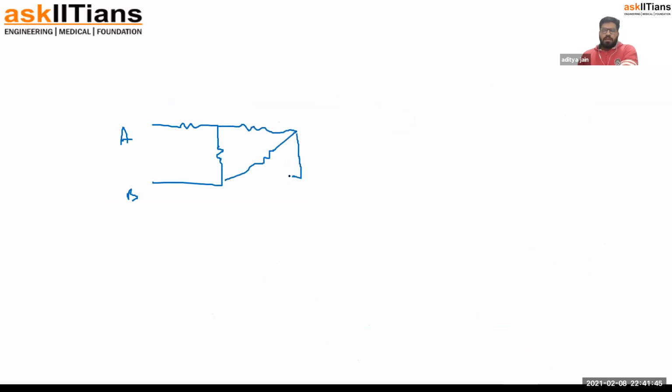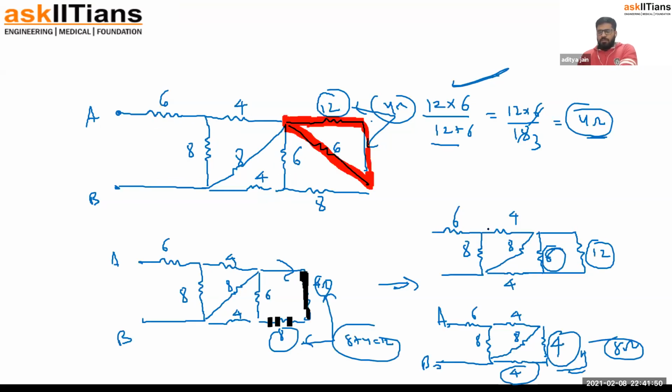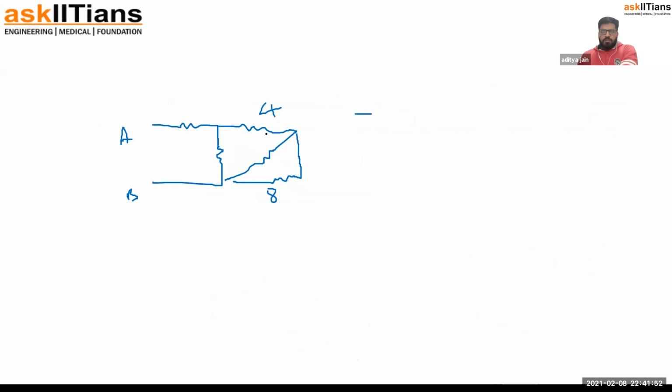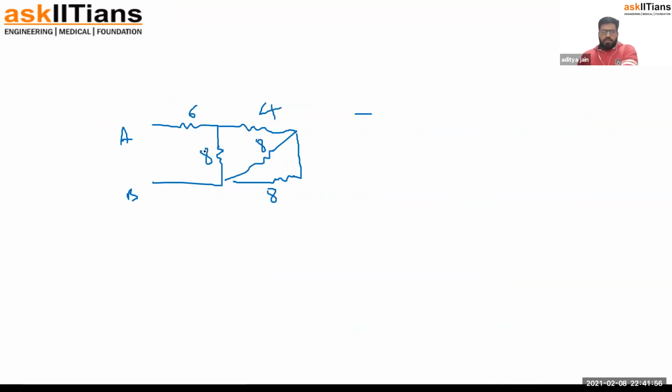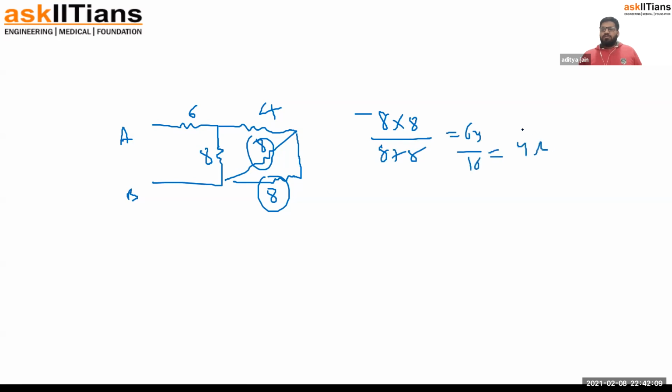This was again 8. 4 plus 4 will give you 8. This was 4. This was 8. This was 6 and this was 8. Now if you again see, this 8 and 8 are in parallel. So what is the parallel combination of 8 and 8? Again, short trick, multiplication by addition. So 64 by 16, that will give you 4 ohm. So these two will again be replaced by a single resistance of 4 ohm.